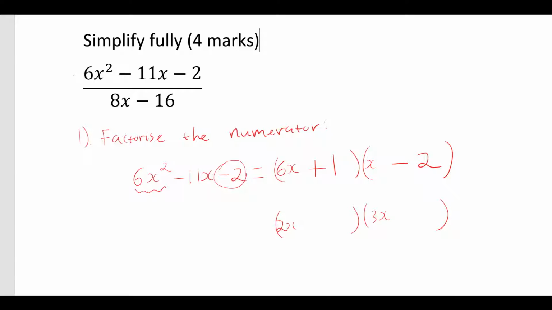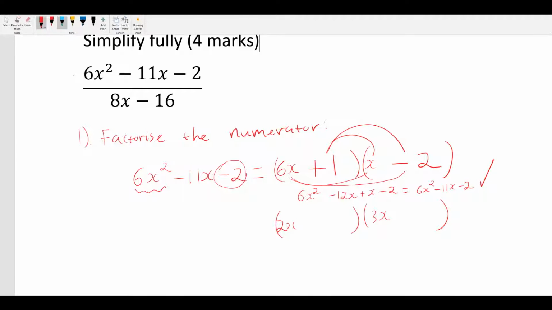If we try that, if we now expand it, we have 6x squared minus 12x plus 1x, which is just plus x. 1 times minus 2 is minus 2, which is 6x squared minus 11x minus 2, since minus 12x plus 1x is minus 11x. That is identical to the numerator, so that works. So fortunately then, we don't need to worry about the other possibilities.